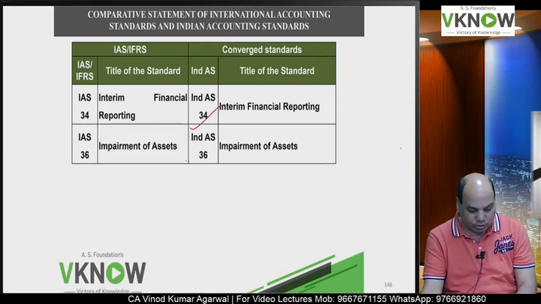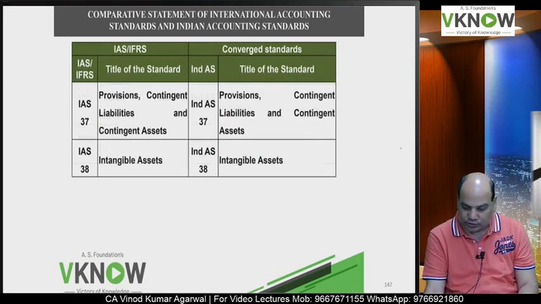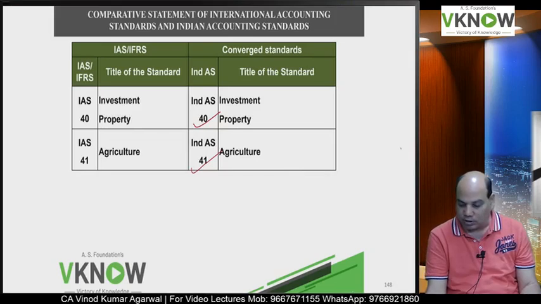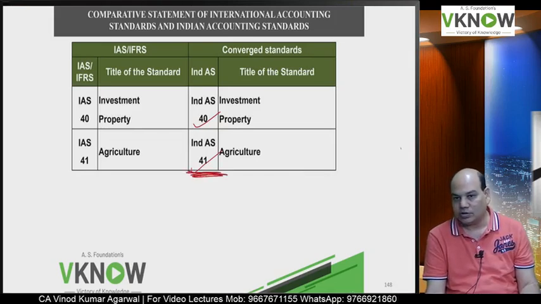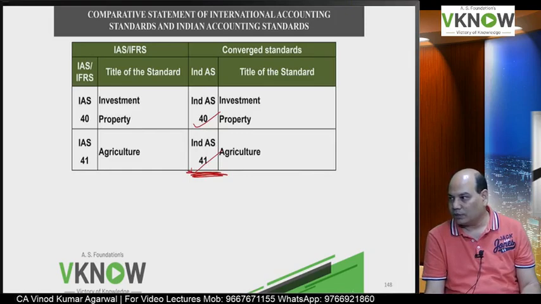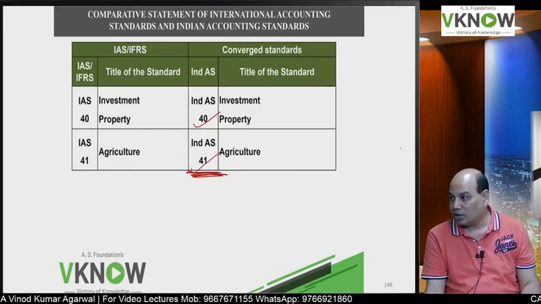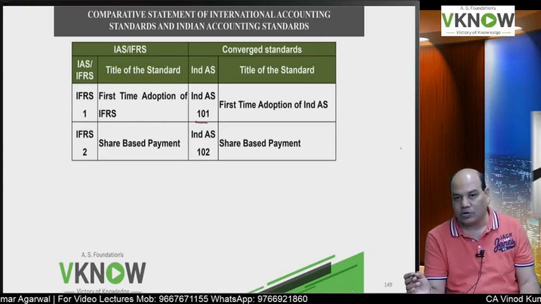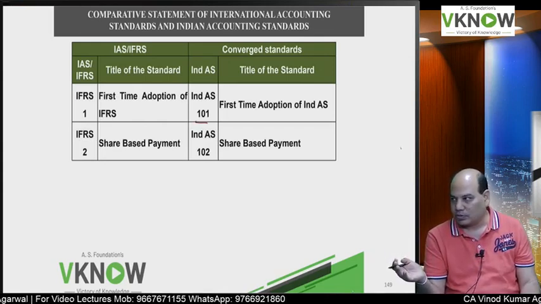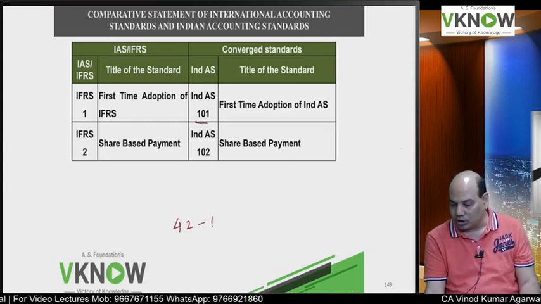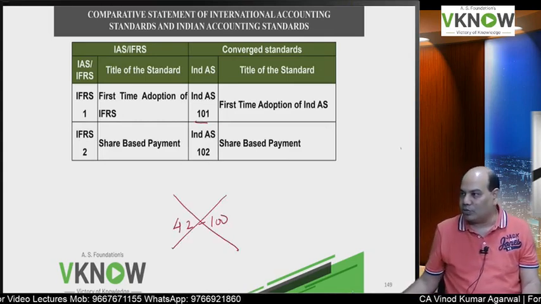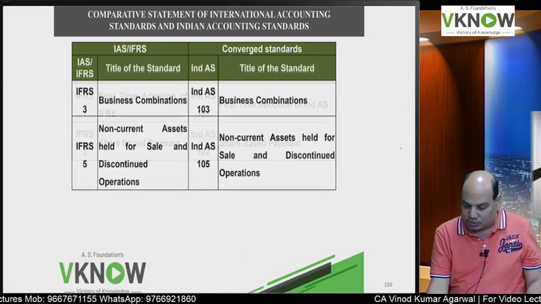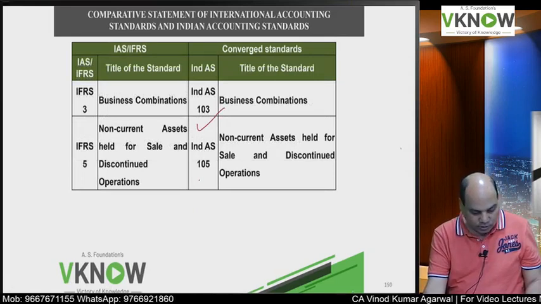34, 36, 37, 38, 40, 41 are applicable, and after this the numbering will change, because after that IFRS 1 started getting issued. So my numbering system will become Ind AS 101, 100 plus 1. You will ask, what about 42 to 100? There is no standard between 42 and 100. Then 102, share based payment, is applicable. 103 is applicable.